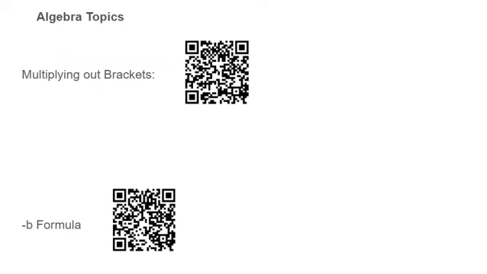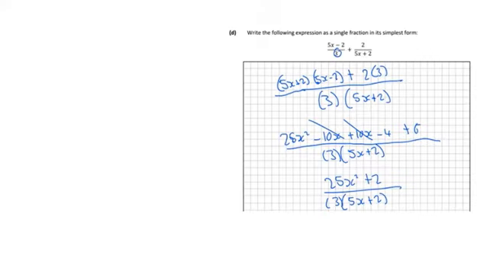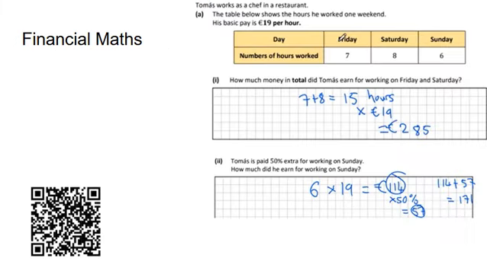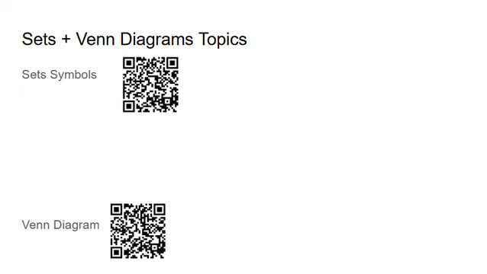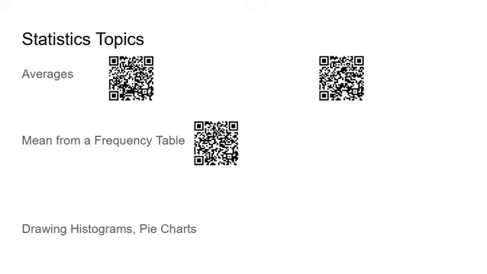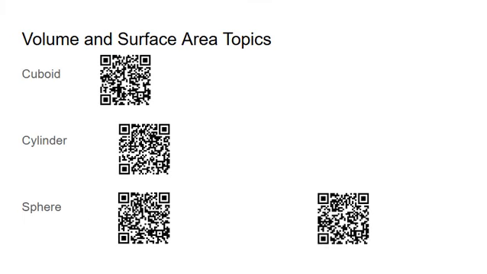Now I'm going to go through the general topics. So algebra and what comes up within the algebra questions. Then going to move on to trigonometry, see what comes up within the trigonometry questions. Then financial maths, then probability, then sets and Venn diagrams, then coordinate geometry, then statistics and sequences and volume and surface area.